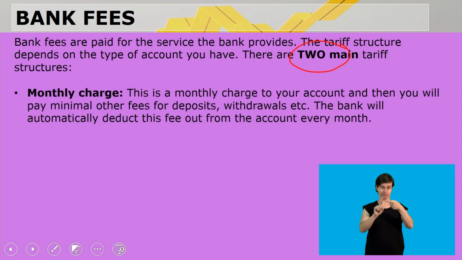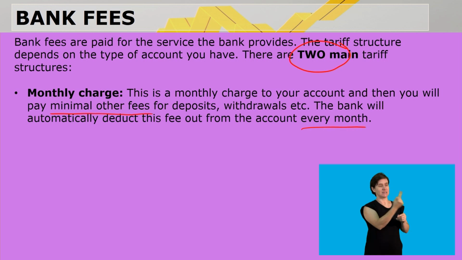The one is where you have a monthly charge. This is a monthly charge to your account, and then you will pay minimal other fees for deposits or withdrawals, etc. The bank will automatically deduct this fee out from your account every month.